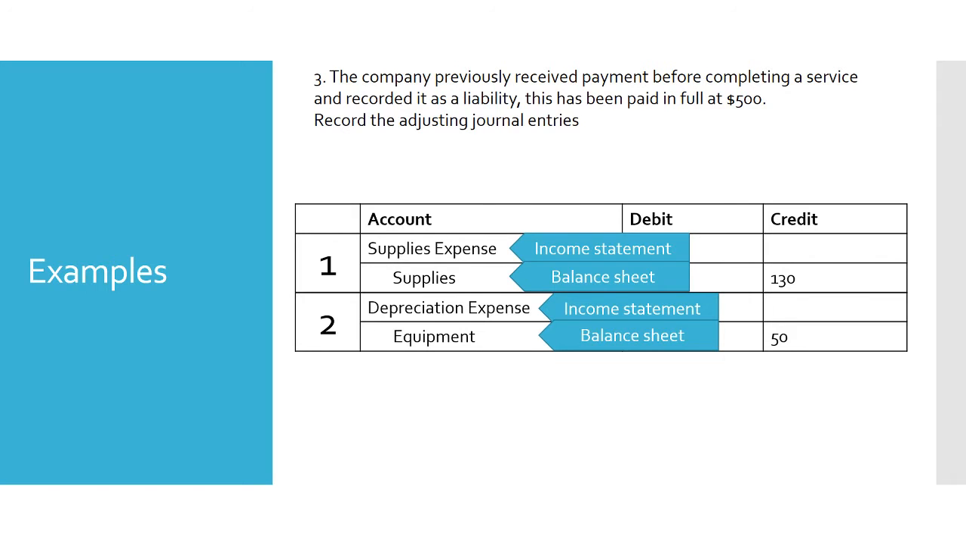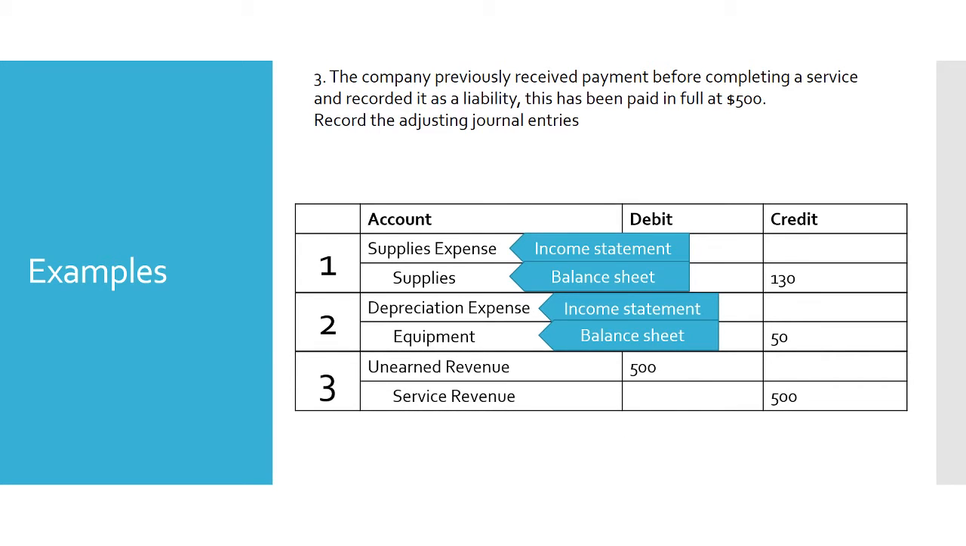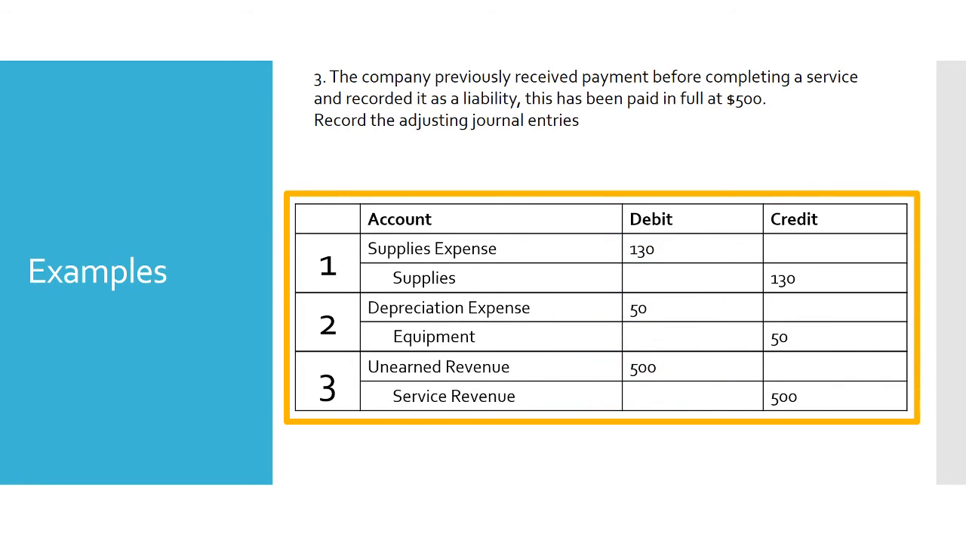Third up, we have our company previously recorded payment before completing a service and recorded as a liability. This has been paid in full at $500. Record the general journal entries. This is what they look like. So our unearned revenue account is decreasing and our service revenue account is increasing by $500. Again, we have our balance and income statement accounts. So these are our adjusting journal entries, and as you can see, no cash account was involved.